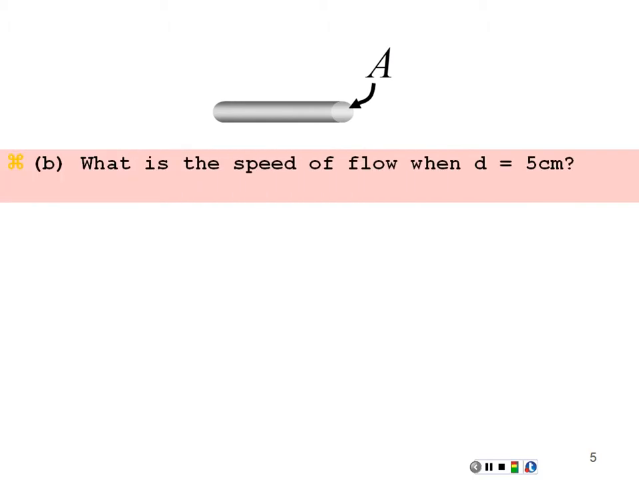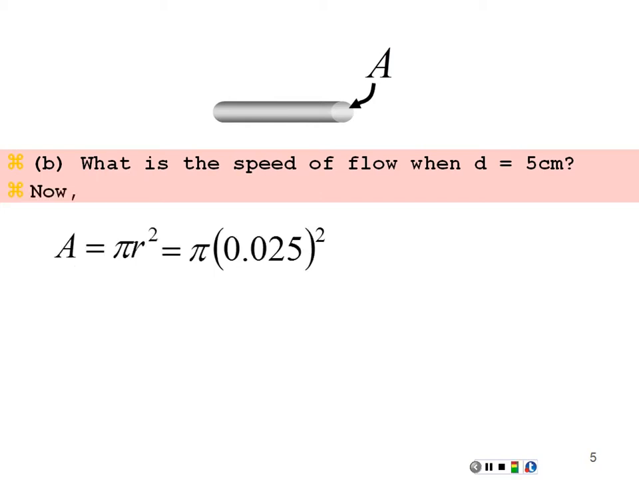Well, if the diameter is half as much, the radius will be half as much, and the area will be 1/4 as much. Now, since the area times the velocity is a constant, if we reduce the area to 1/4 as much, the velocity should compensate and be 4 times as much. Let's see how that works.